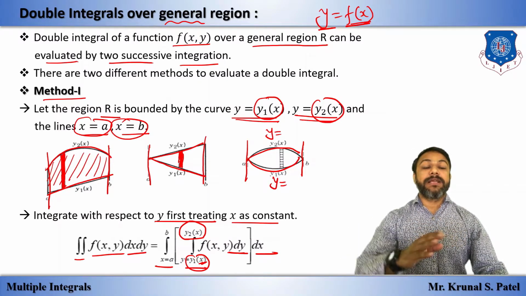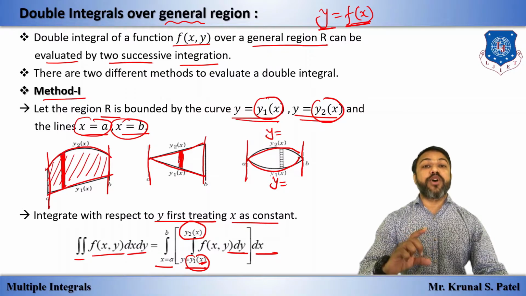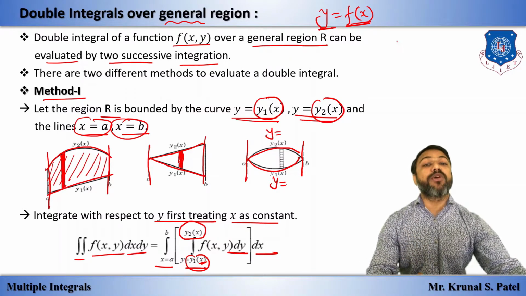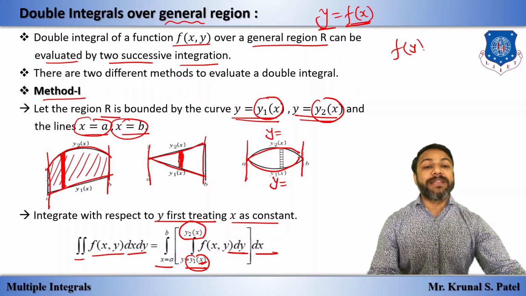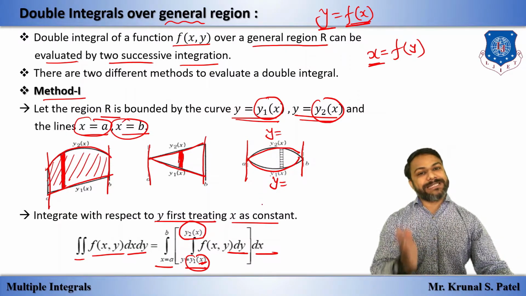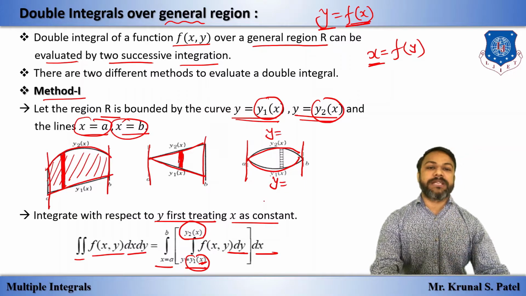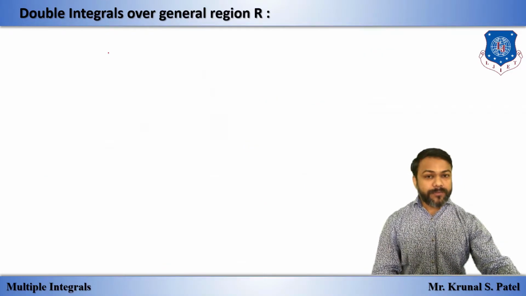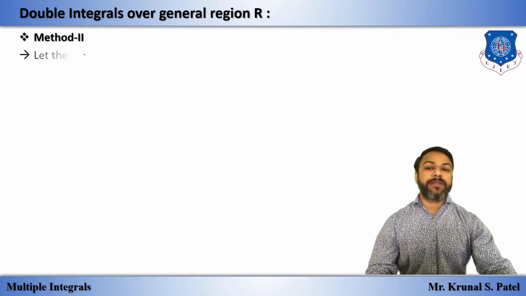In that case, the inside limit is in the form of y, that means the limit is of x. So dx is inside and dy is outside. So we have this method number 2.